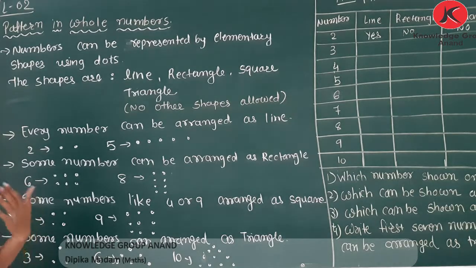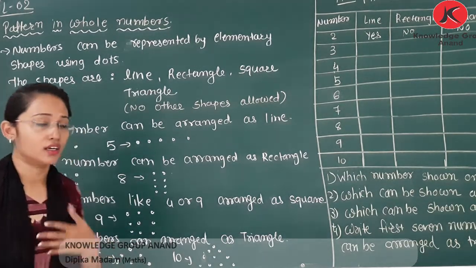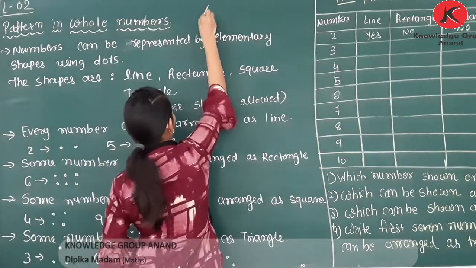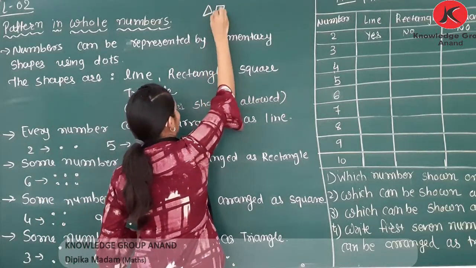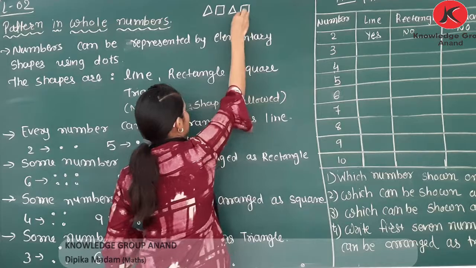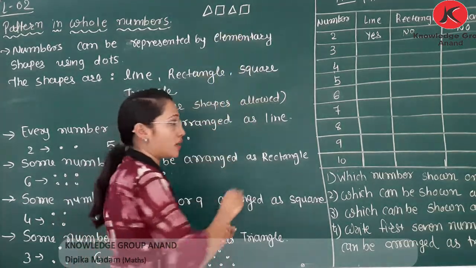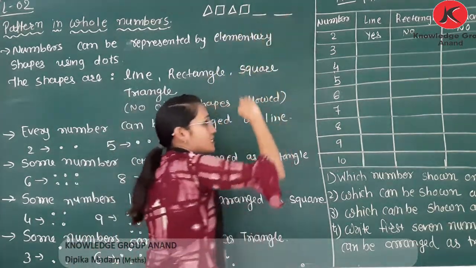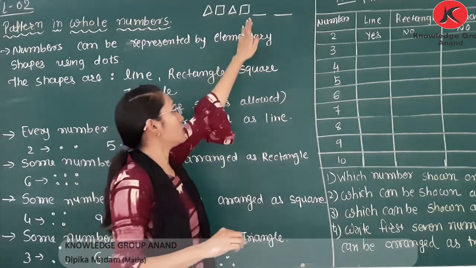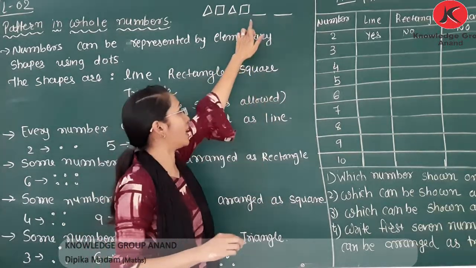Already we learned patterns in the previous standard. For example, if this kind of pattern is given, 4 steps are given and there is a blank in the next step, and you have to write the next 5th and 6th steps. That will be triangle and square.